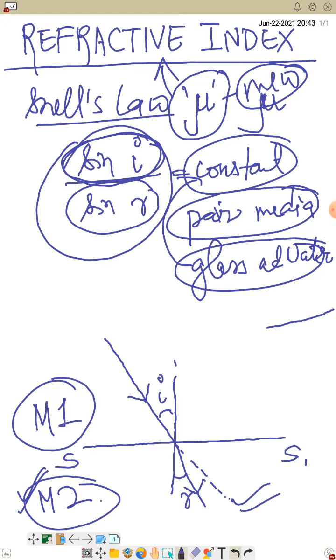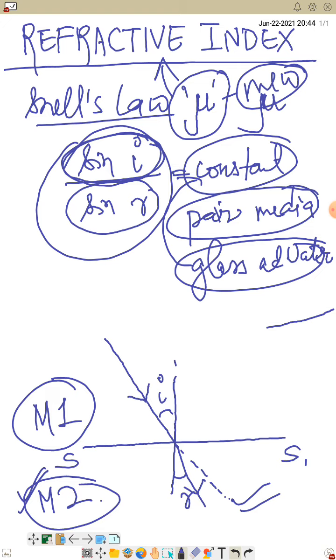Refractive index is a number which tells you by how much the ray is going to change its direction when it passes from one medium to a second medium. So that is why we say that refractive index is of the second medium with respect to the first medium.